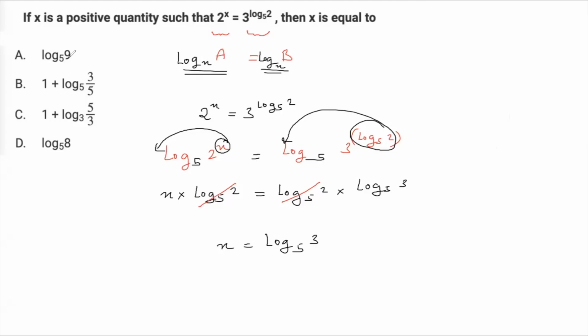Like the first option says log of 9 to the base 5. 9 can be written as 3 square. And again, the 2 will come outside in the numerator. So this part is actually 2 log 3 to the base 5, which is not what we want.